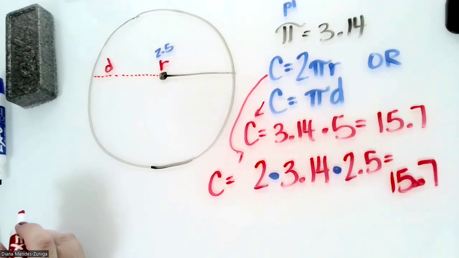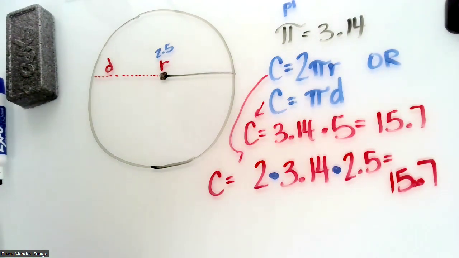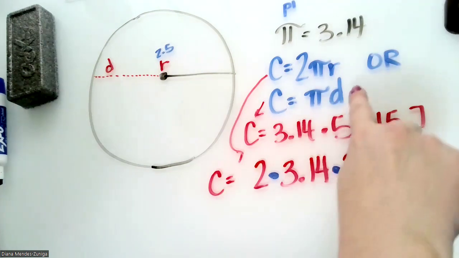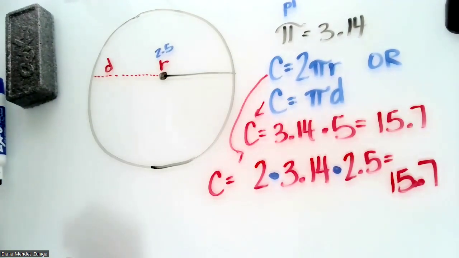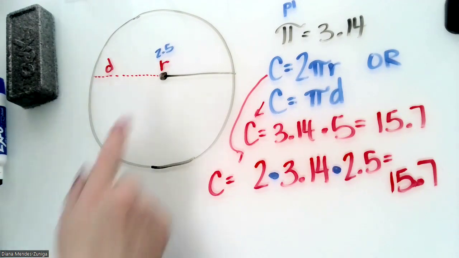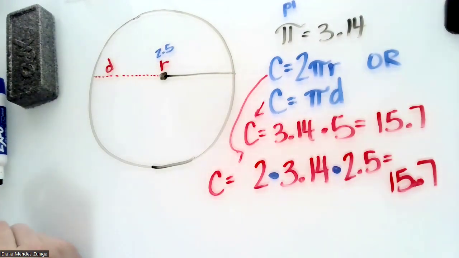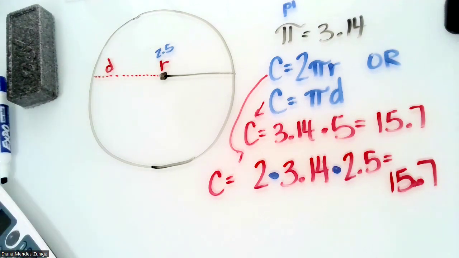Okay, so that is how you find the area and the circumference of circles. Remember, if the formula asks you for D and you only have R, you must convert that. Okay, if it asks you for R and you only have D, you must convert that. Okay, you can find all of those formulas on your formula sheet in the GED book. If you have any questions, let me know.